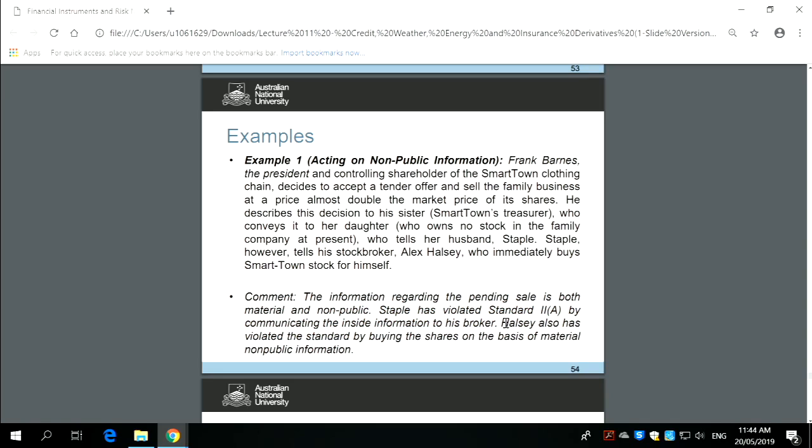He owes the duty of care to the company because he should foresee that the stockbroker is likely to leak that information to the public. So he shouldn't be doing that. And Alex certainly violates the standard by buying shares on this material information, right? So he conducted the trading on the material information. So there's a clear violation with Alex.